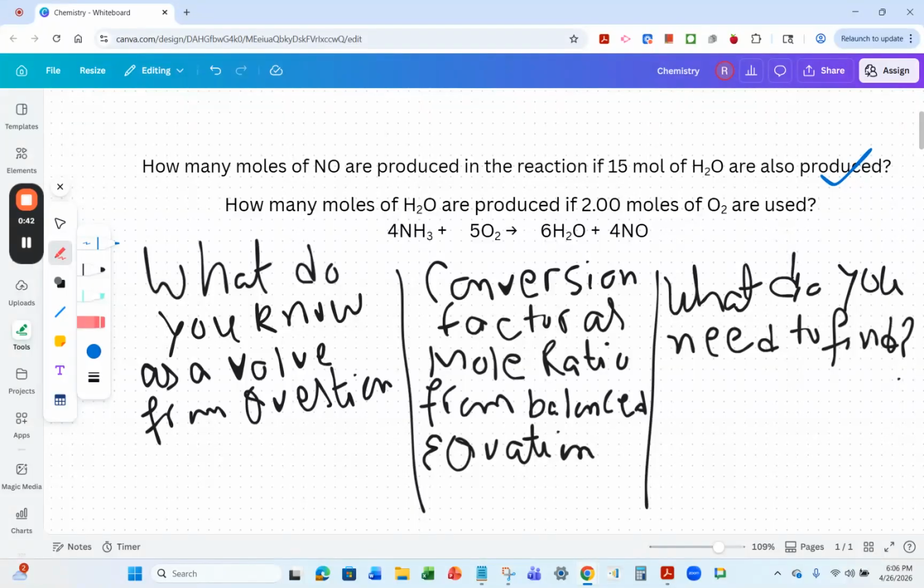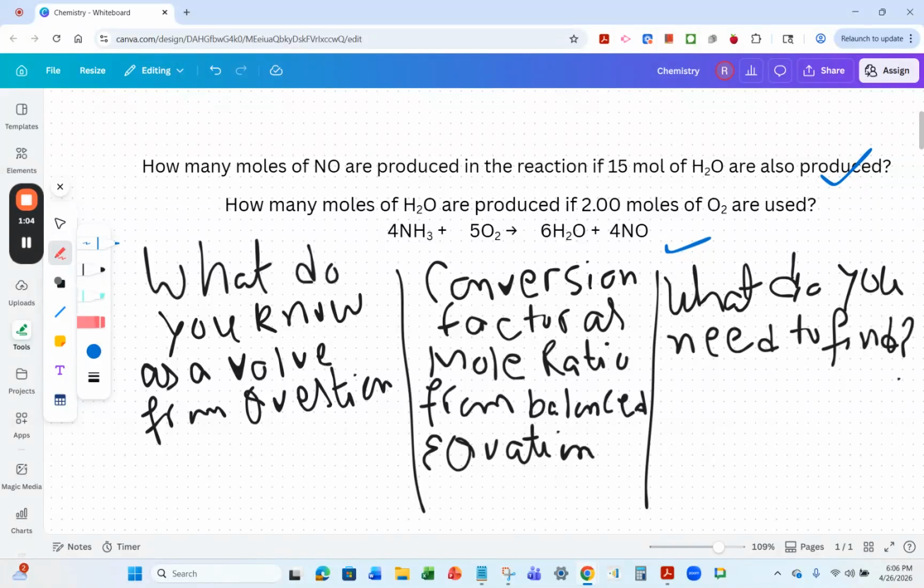So first of all, you should know the chemical reaction. I have a chemical reaction already written here for the problem. In this chemical equation, ammonia reacts with oxygen and forms water and nitric oxide.